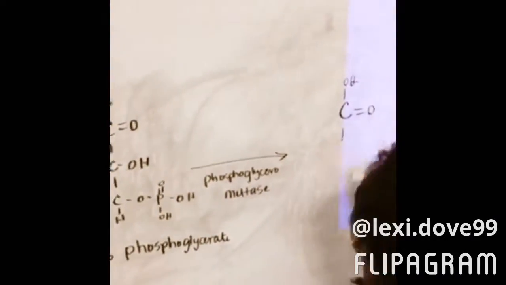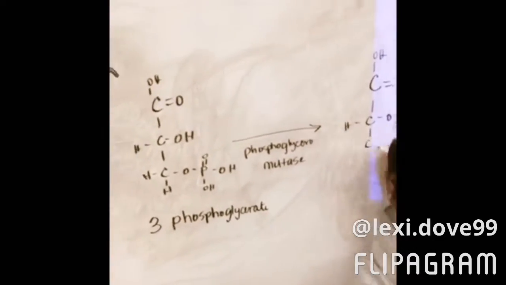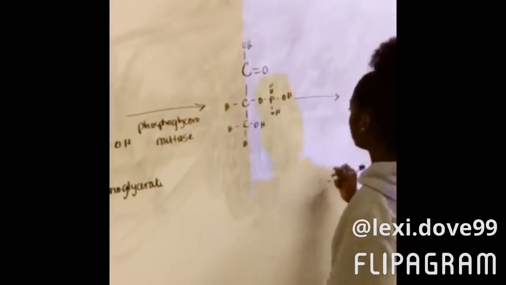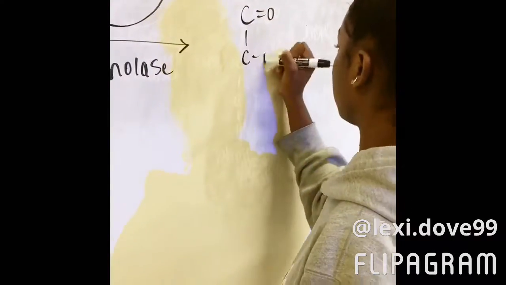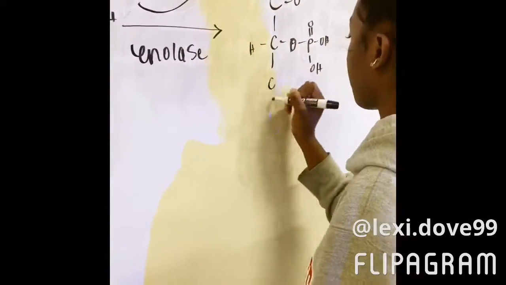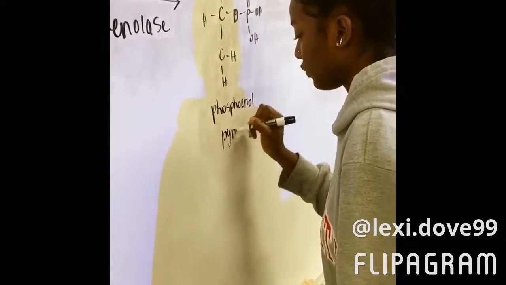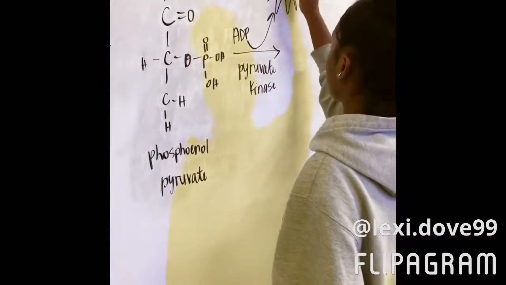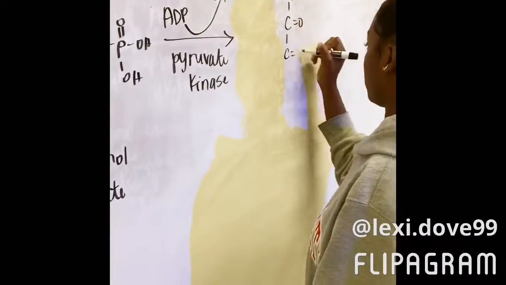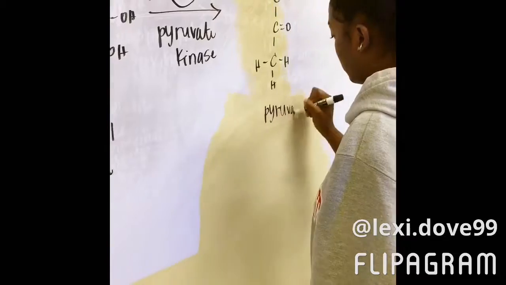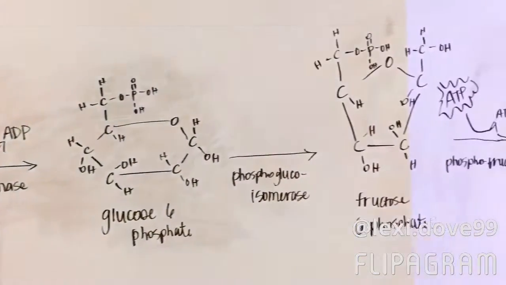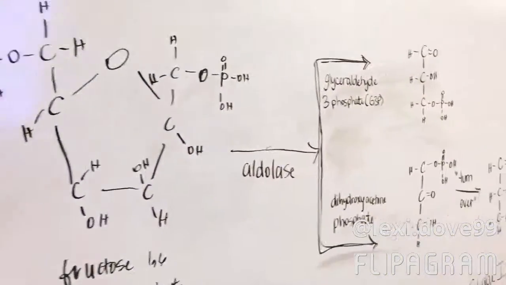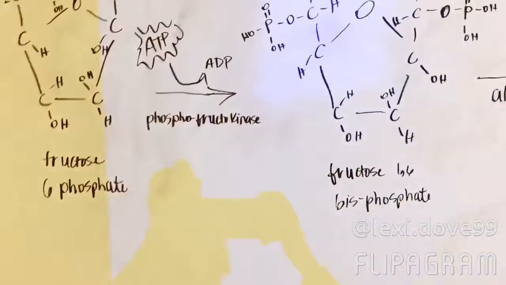Then we go through phosphoglyceromutase, which is just an enzyme that relocates the remaining phosphate group into that carbon 2, which creates 2-phosphoglycerate. Then it goes through enolase, where water is removed from the molecule, creating phosphoenolpyruvate. And then we go through pyruvate kinase, where we add another phosphate group to ADP from PEP, and now we're left with pyruvate. That concludes glycolysis stage 2, the energy payoff phase, and that ends the entire process of glycolysis.